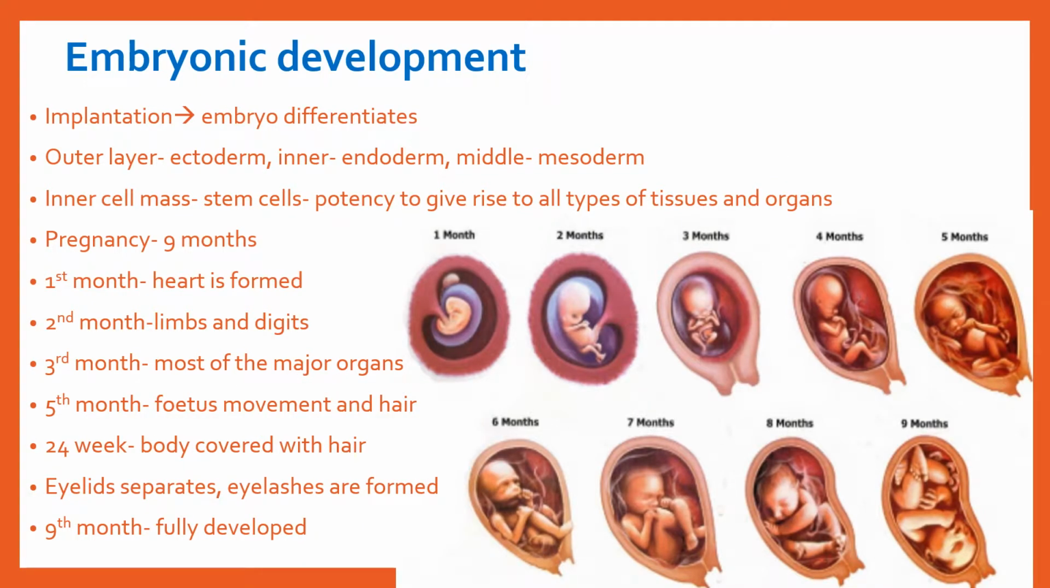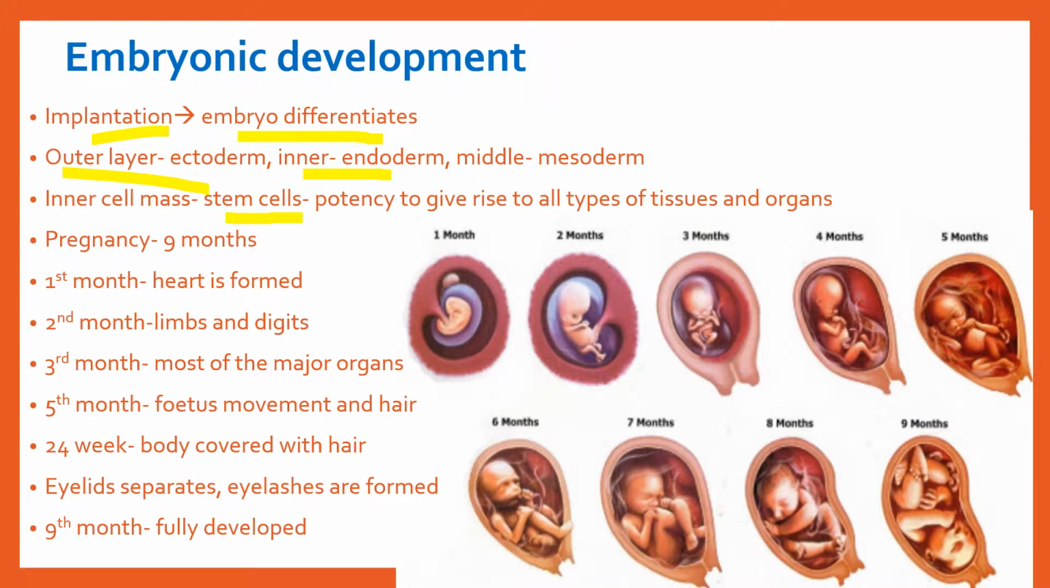Next is embryonic development. After implantation, the embryo differentiates to form three layers, that is, triploblastic organization. The outer layer is called ectoderm, the inner layer is called endoderm, and the middle one is called mesoderm. And here there is an inner cell mass, and that inner cell mass contains the stem cells. The stem cells have the potency to give rise to all types of tissues and organs.